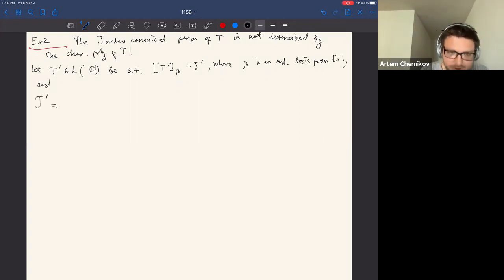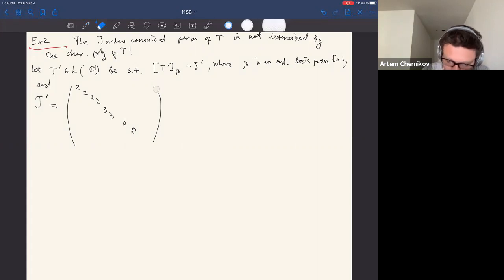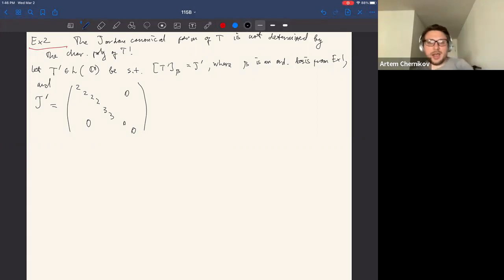It's a diagonal matrix now, and the entries on the diagonal are 2, 2, 2, 2, then 3, 3, and then 0, 0. I actually drew it bigger than needed. And I have zeros everywhere else. So this is my diagonal matrix, and T prime is the operator corresponding to this matrix representation.